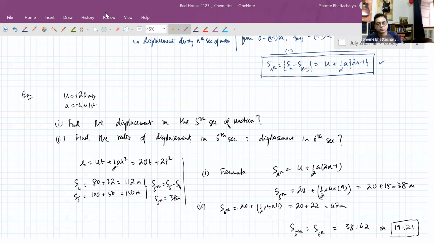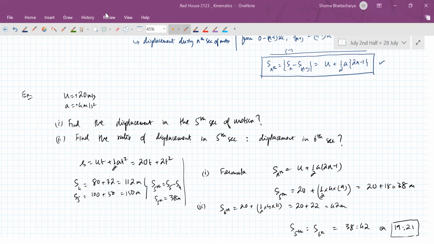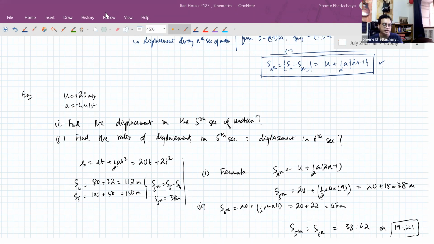So we've covered a lot of ground today in application of various types of situations and formulae and graphical method and all that for the special case of uniformly accelerated one-dimensional motion. So this covers every aspect of uniformly accelerated one-dimensional motion.